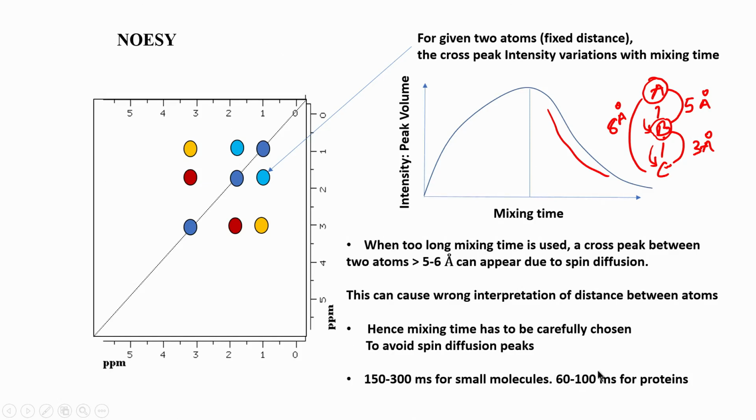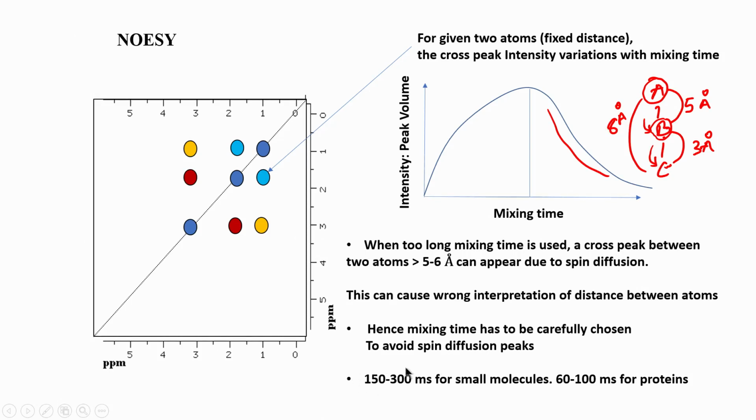Typically for proteins you do not want to go beyond 100. 80 is typically the average used for medium-sized proteins. 60 millisecond mixing time is used for a larger protein, but not more than 100, because if it is more than 100, the peaks which you start seeing could be because of this effect, and that will be a misinterpretation of data.